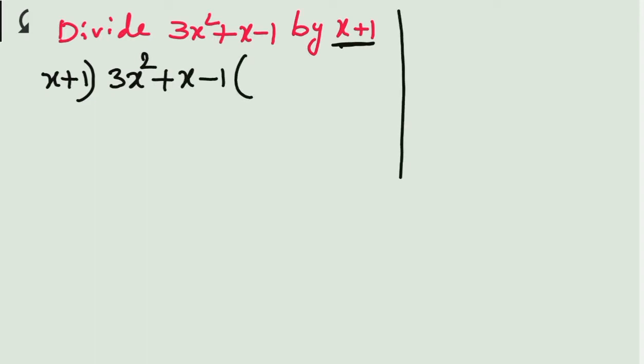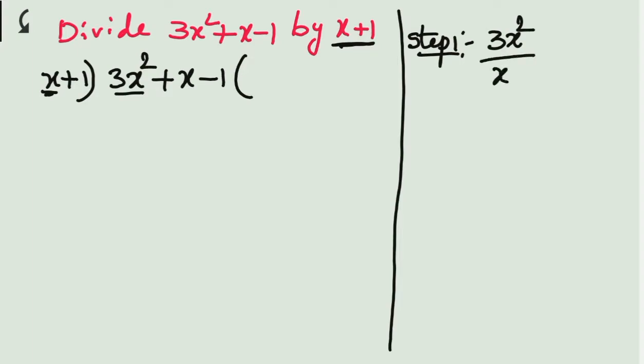Here we have to write the steps. First we do step 1. To decide what quotient to write, we do step 1. In this step 1, we take the first term of the dividend, that is 3x square, divided by the first term of the divisor, that is x. 3x square by x gives 3 into x by x, x gets cancelled, so 3x is the first term of the quotient. This is step 1.